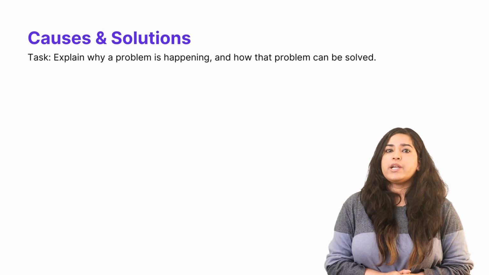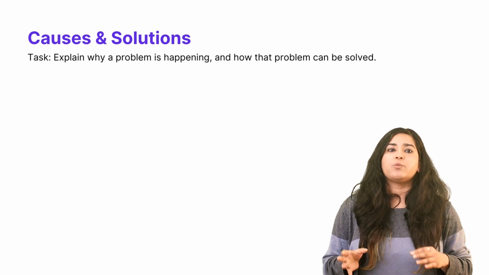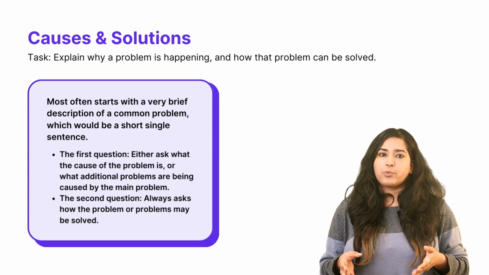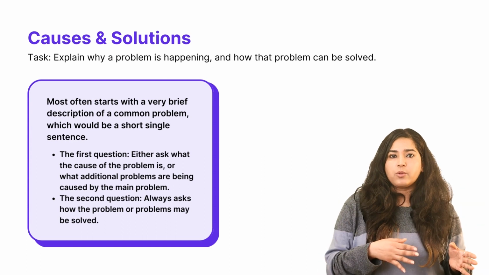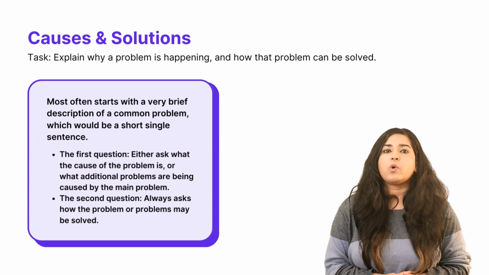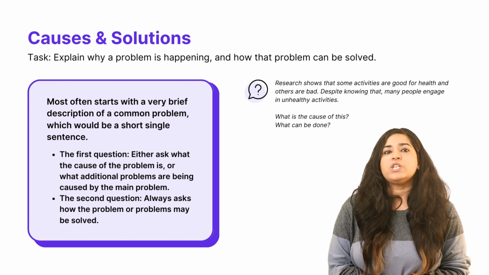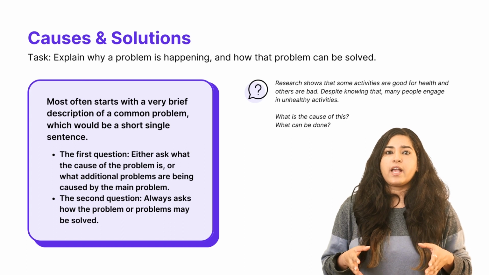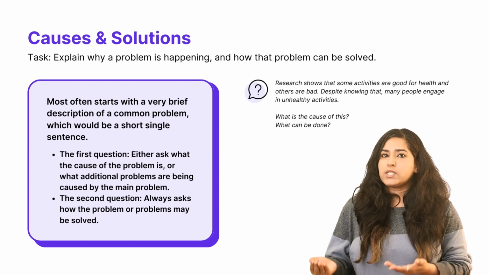On to the next question type, which is causes and solutions, or problems and solutions. As this question type suggests, you will be required to explain why a problem is happening and how that problem can be solved. Usually, this question type will most often start with a brief description of a common problem, which would be a short single sentence. The first question will either ask what the cause of the problem is or ask what additional problems are being caused by the main problem. The second question will always ask how the problem or problems may be solved. Example time. Research shows that some activities are good for health and others are bad, despite knowing that many people engage in unhealthy activities. What is the cause of this?